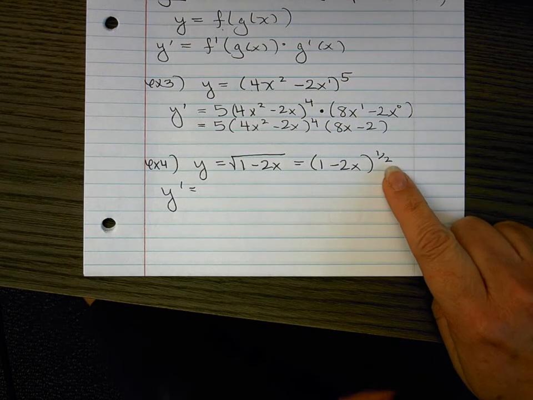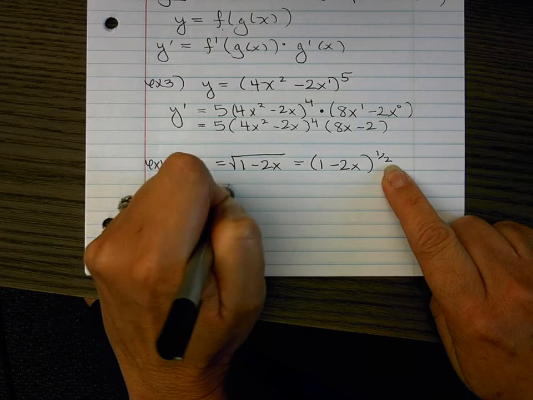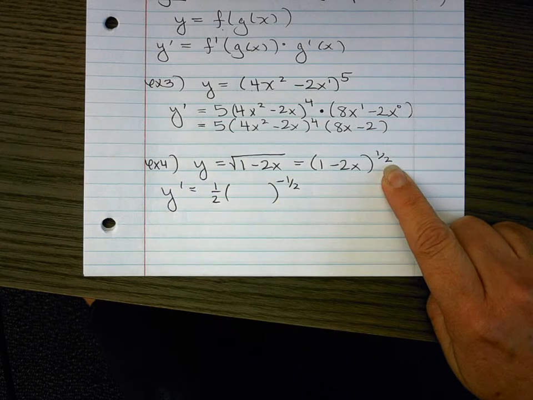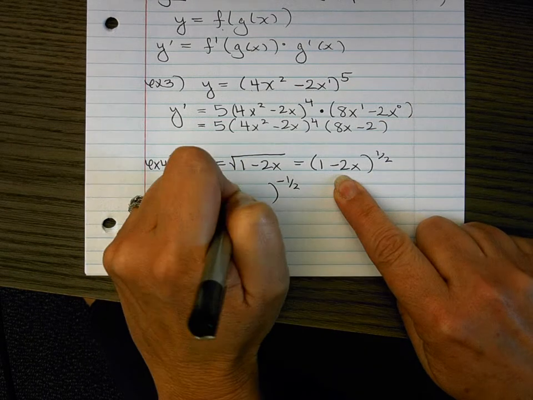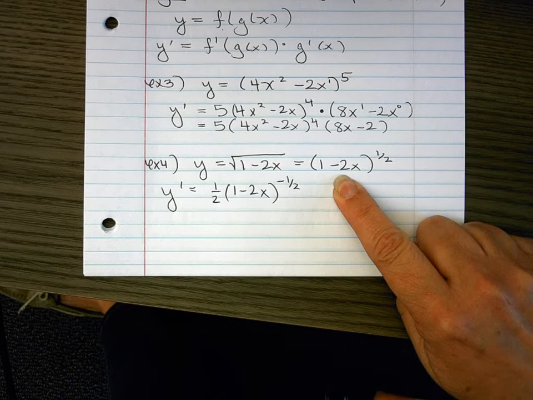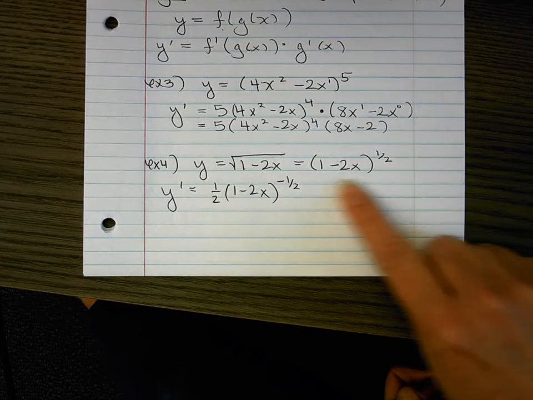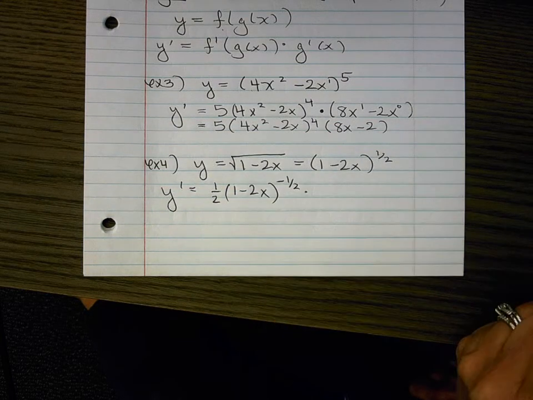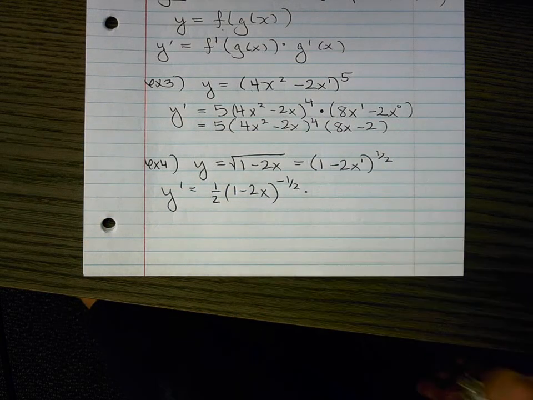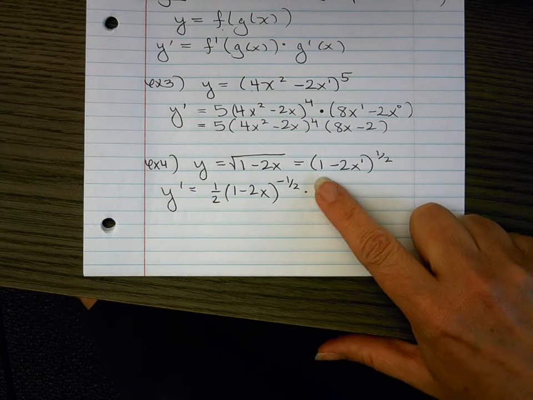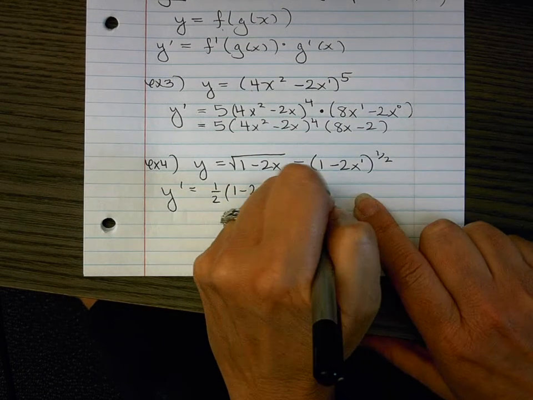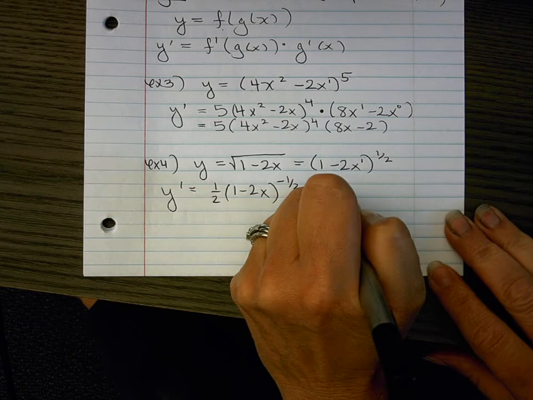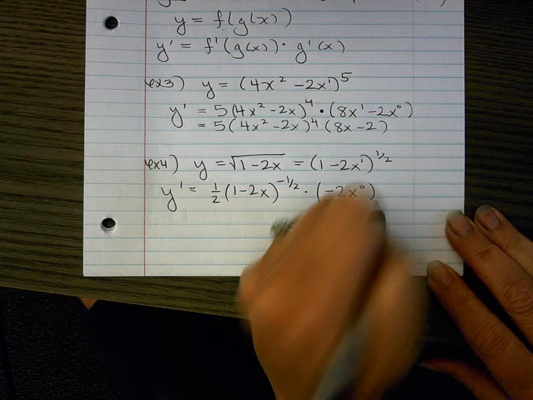So I'm going to bring down that 1/2 power and then subtract 1 off the power. So that would be negative 1/2. And then don't do anything with the inside. So keep that exactly the same. And so now you've done the outside, and now you're ready to do the inside derivative. So multiply by, and I'm going to put an implied 1 here. So the derivative of 1, that's just a constant, so that would be 0. And then right here, negative 2 times 1 is negative 2, and then reduce the power by 1.